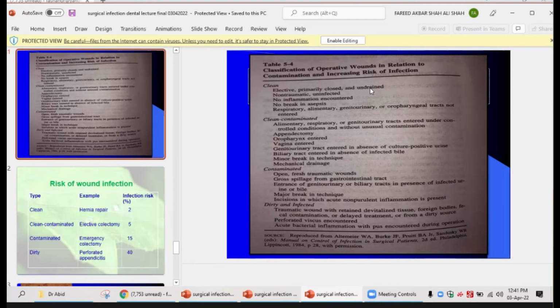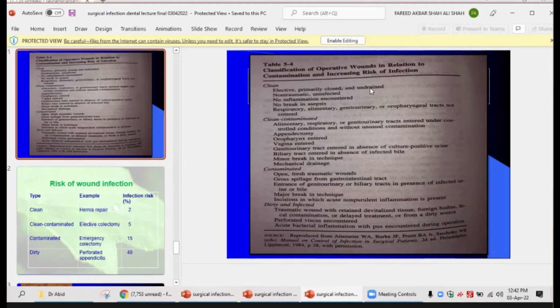Now why are we calling this clean or clean contaminated or contaminated surgery? Because we want to choose whether we have to give antibiotic or not. So if we are doing a surgery where we anticipate that we are not going to enter into the mucosa, it is called a clean surgery. And for this clean surgery, we don't need any antibiotics. For example, if we are doing a surgery on the thyroid, we are not entering into the lumen of a hollow viscus. We don't need antibiotics.